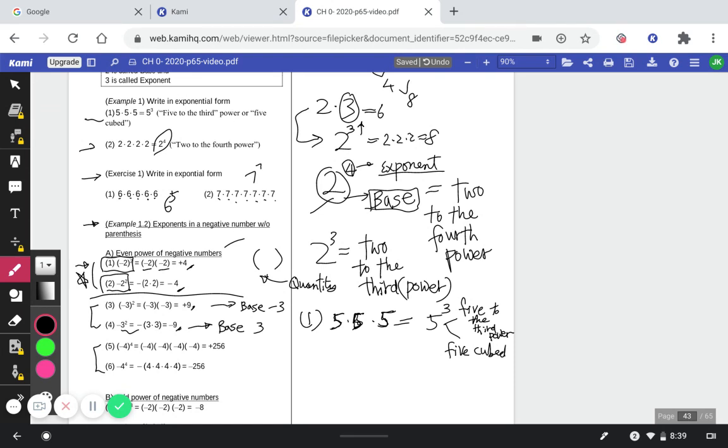That's right. The quantity of negative 4 to the 4th power, which means negative 4 times negative 4 times negative 4 times negative 4, which is positive 256. In contrast, number 6, negative 4 to the 4th power, means negative 4 times 4 times 4 times 4, which ends up with negative 256. So in number 5, the base is negative 4, and in number 6, the base is 4. And obviously, the exponents of both are the 4th power.